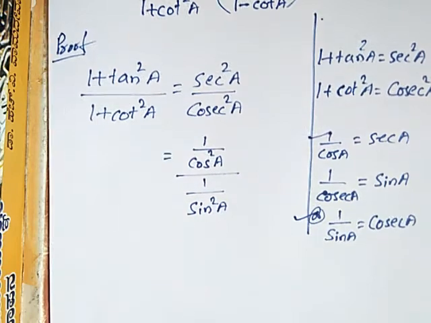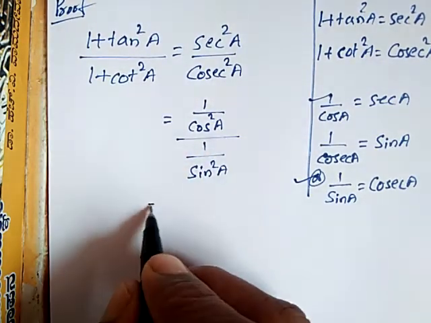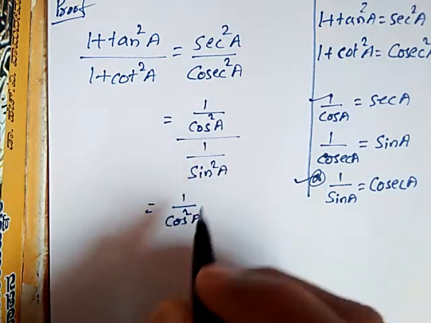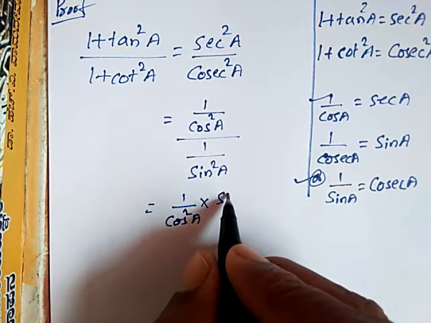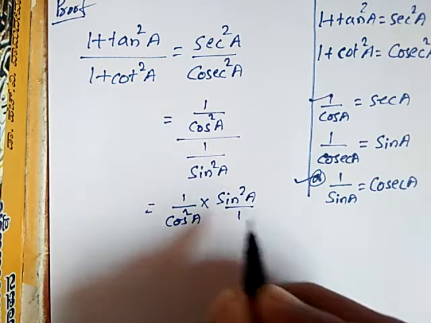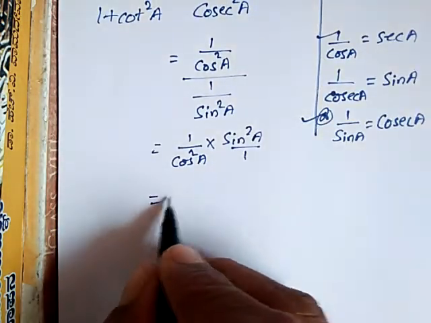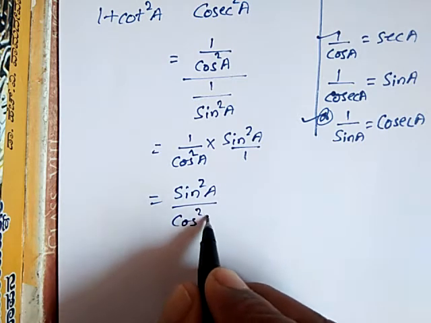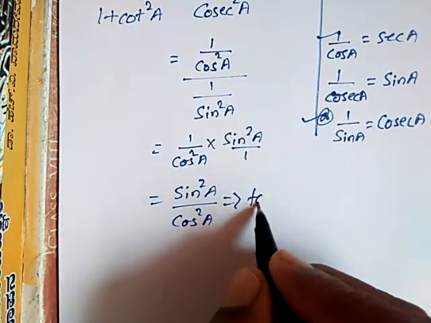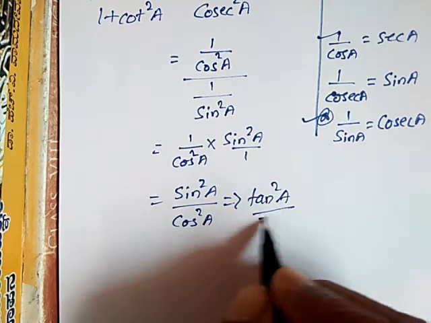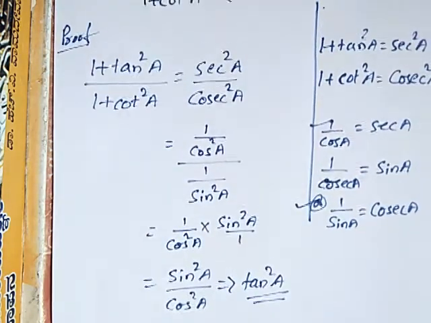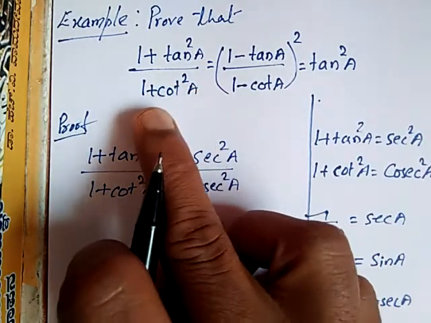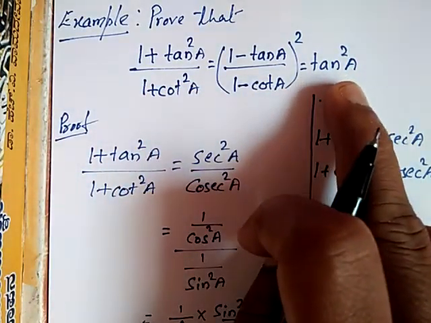Okay, so if you make it like this, it will be 1 by cos square a. When 1 by sin square a goes up, it becomes sin square a divided by 1. So this is nothing but sin square a divided by cos square a, which implies tan square a. So this is what we required in the question: 1 plus tan square a divided by 1 plus cot square a is equal to tan square a.